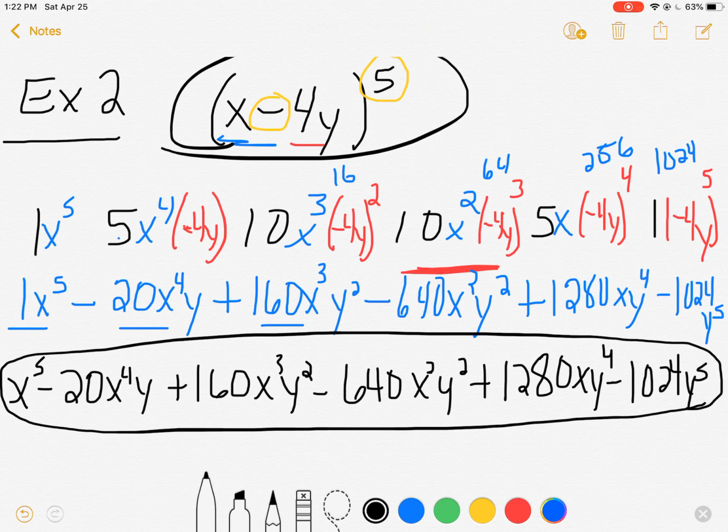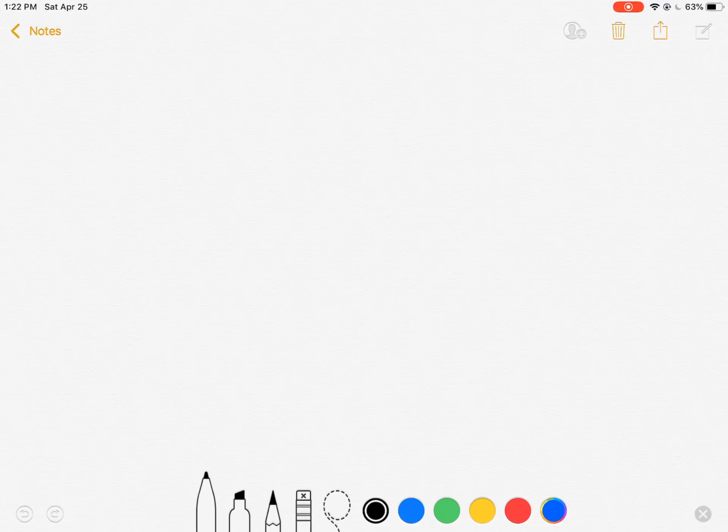And in examples 3 and 4, we're going to use the binomial theorem to expand. So we're going to be doing the same thing, but we're going to be using binomial theorem, which uses a combination formula. So you probably did combinations in Algebra 2, but it's been a while.